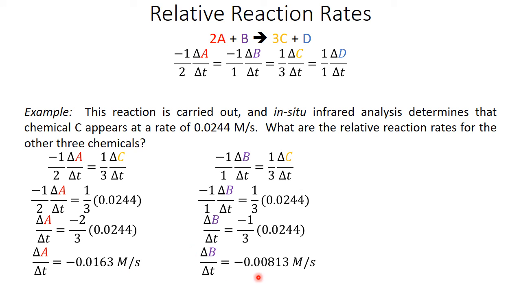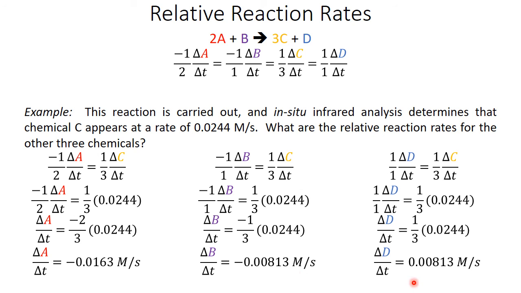B is disappearing at a rate of negative 0.00813 molarity per second, and D is appearing at a rate of 0.00813 molarity per second. And we can also take a look, another kind of sanity check is B and D should have the same rate, but one should be disappearing while the other is appearing, and that is exactly what we see.